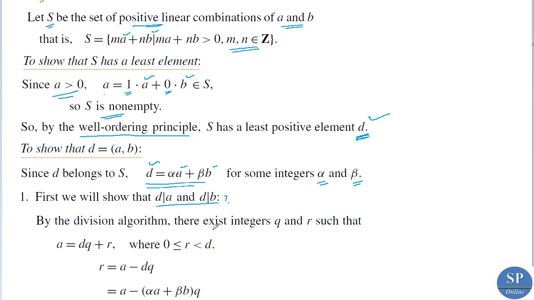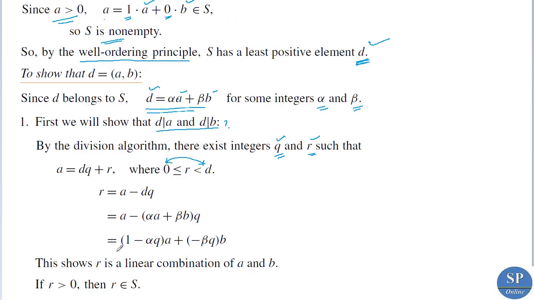So by the division algorithm, there exist integers Q and R such that A equal to DQ plus R. We know A is a positive integer. So by the division algorithm, there exist integers Q and R such that DQ plus R equal to A, where R lies between 0 and D. That is the remainder. Therefore, from this we get R equal to A minus DQ, and we have D equal to alpha A plus beta B. Replacing that, we get A minus (alpha A plus beta B) into Q. So taking A outside from here, we get (1 minus alpha Q) into A plus (minus beta Q) into B.